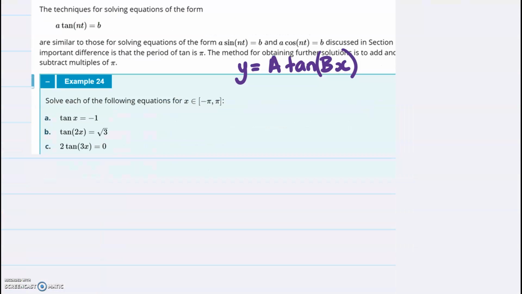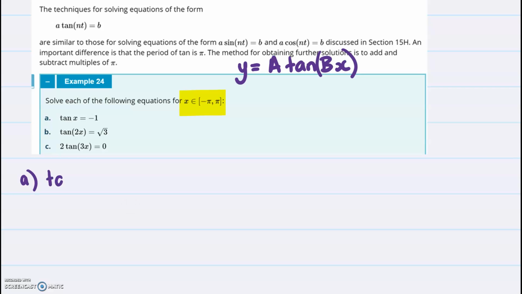So this is the second video on tangents, but this time we're going to look at solving equations that have tan in them, the tan ratio. And you'll notice for each of these we're solving for the restricted domain. X is just from negative pi to pi, so very similar to what we did with sine and cos. Let's have a look at the first one.